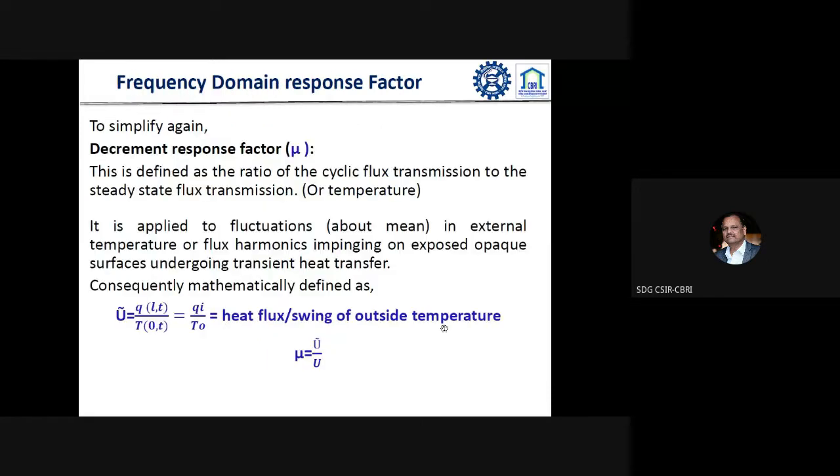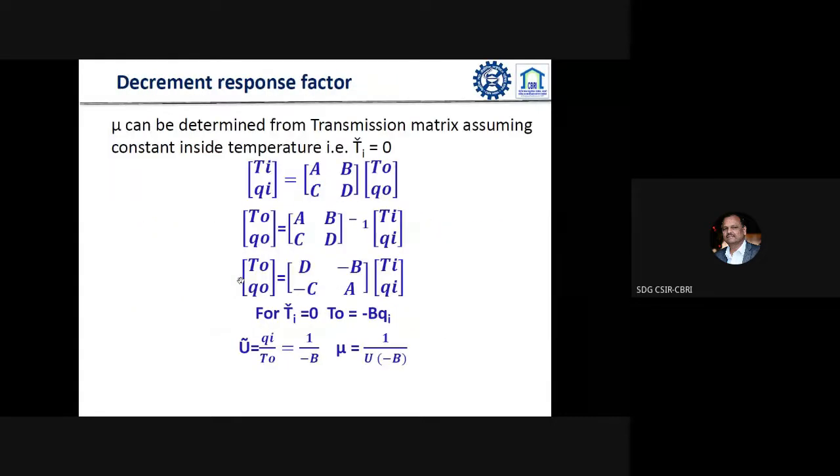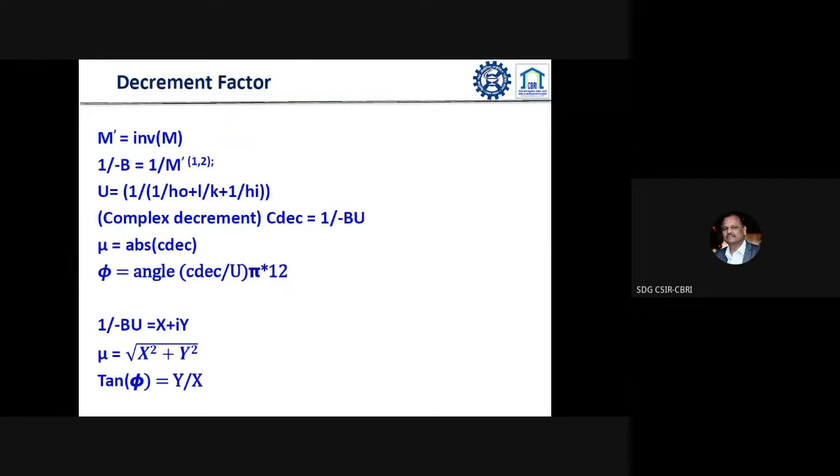Again, it is simplified. In the frequency domain response factor, there is another factor, the decremental response factor, which is defined as the ratio of the cyclic flux transmission. Here the flux transmission is also cyclic, and depends on the outside temperature profile. Relative to the steady state profile, there is a decrement factor, which comes from that equation only. It is applied to the fluctuation about the mean, the external temperature and flux harmonics impinging on the exposed opaque surface undergoing transient heat transfer. So these are the simplified equations.